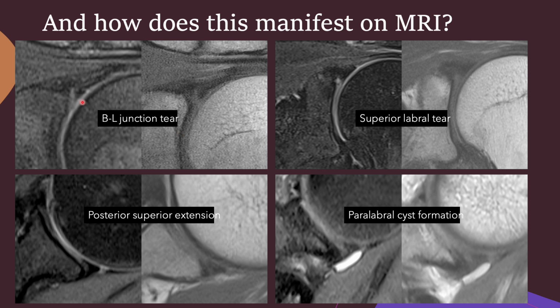So on MRI, what will you see? You can see biceps labral junction tears, like you can see here. So this is a humeral head, the glenoid, and you can see the labral tear here. You can see small superior labral tears, like you can see here. You can see posterior superior tears, so extension into the posterior superior labrum, and then sometimes you can see paralabral cysts forming in association with those posterior labral tears.